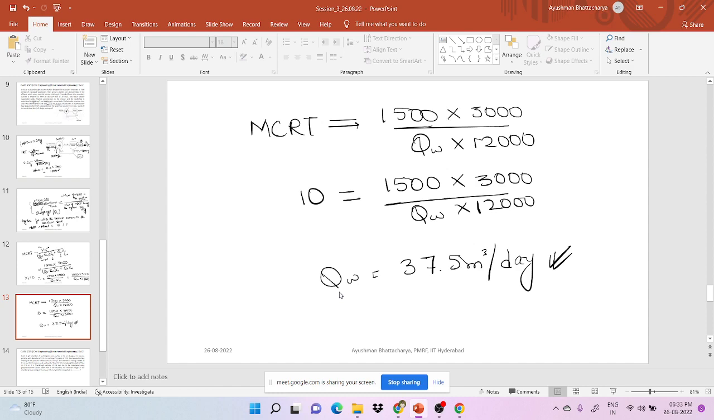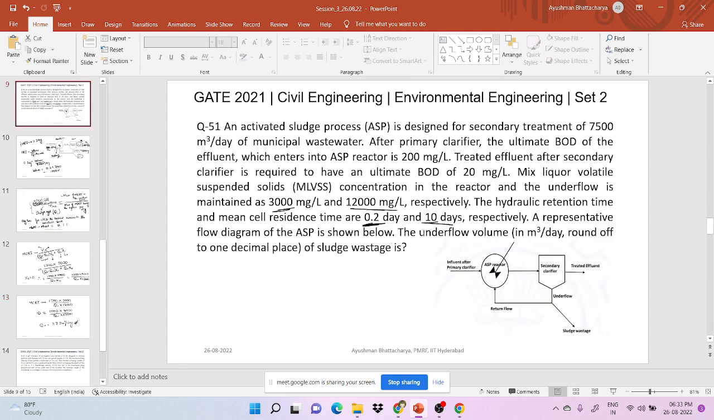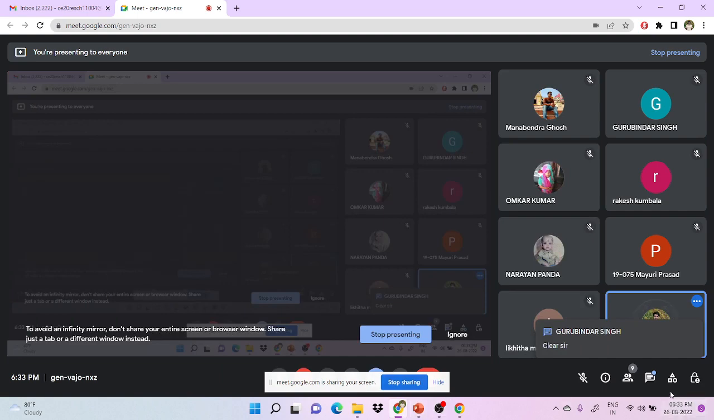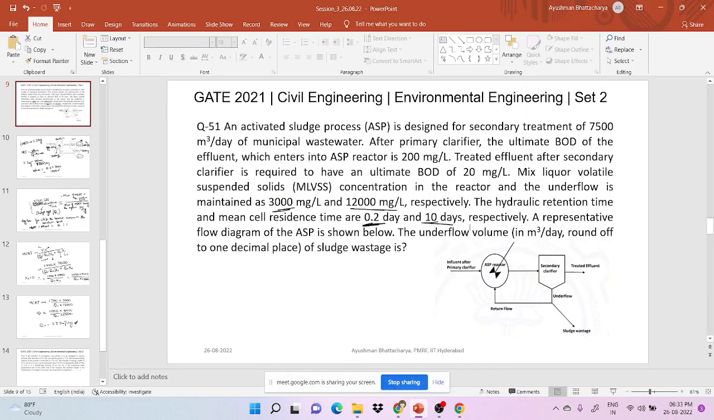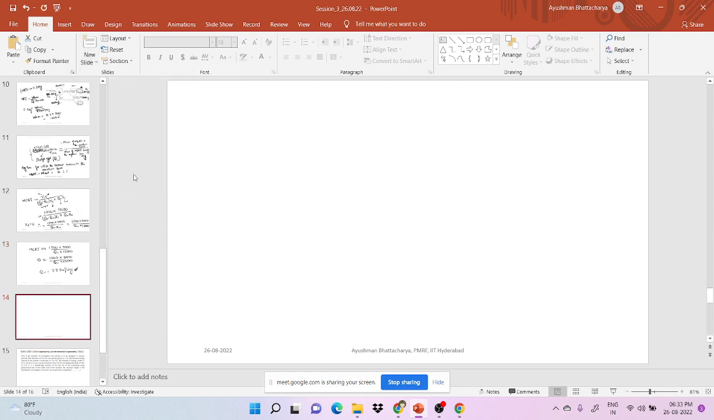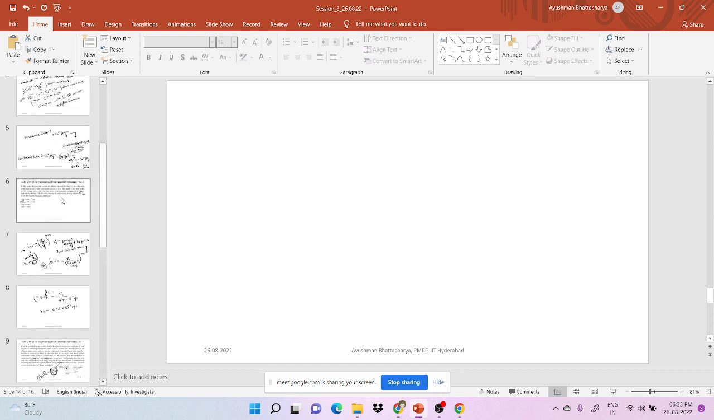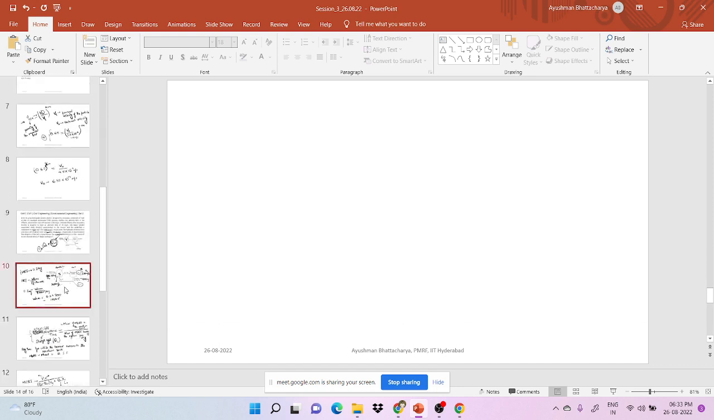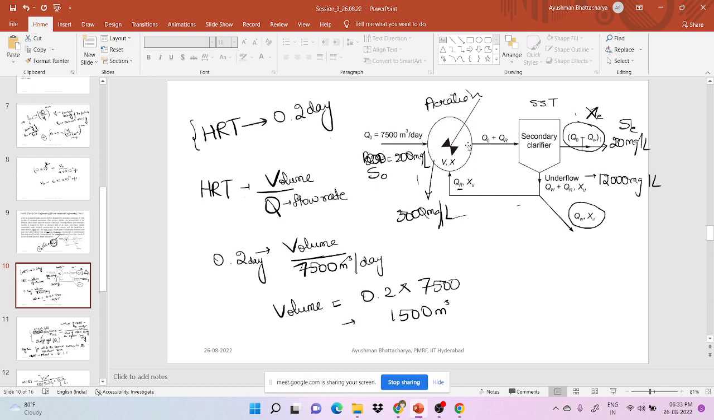So QW we found. But in the question they have asked us about the underflow volume, and underflow here is QW plus QR. We have to find QR. How to find QR? If we balance the equation around the aeration tank. This was our aeration tank. If we balance the inflow and outflow, what will we write?